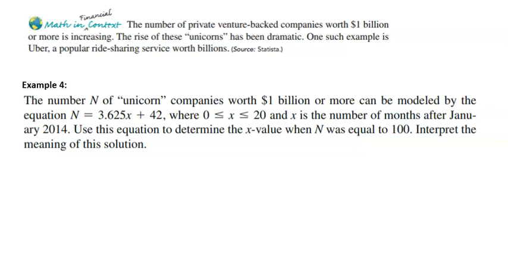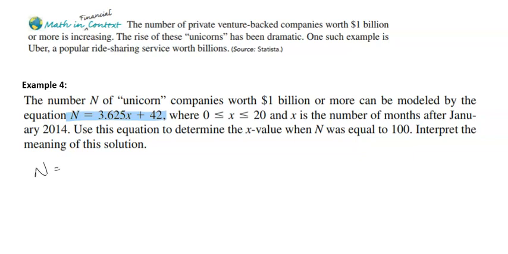Okay, so for this next problem that we're going to work on, we're continuing on section 9.1 from where we left off in example 4. So first read the math and context up above. Pause the video and read what a unicorn company is. Example 4 says the number of unicorn companies worth $1 billion or more can be modeled after this equation right here. So that's the equation we're going to need. I'm going to go ahead and write it down below.